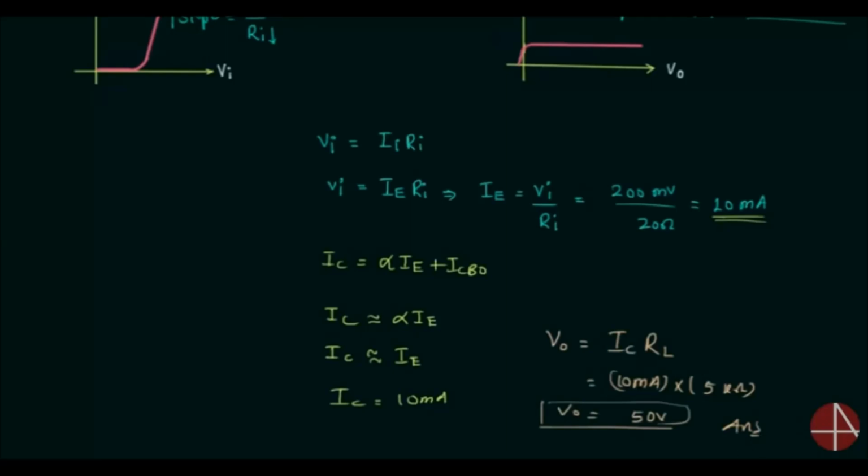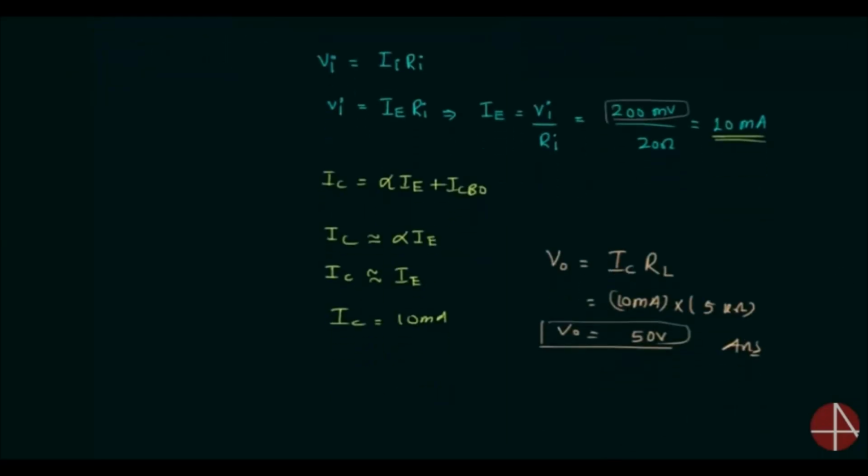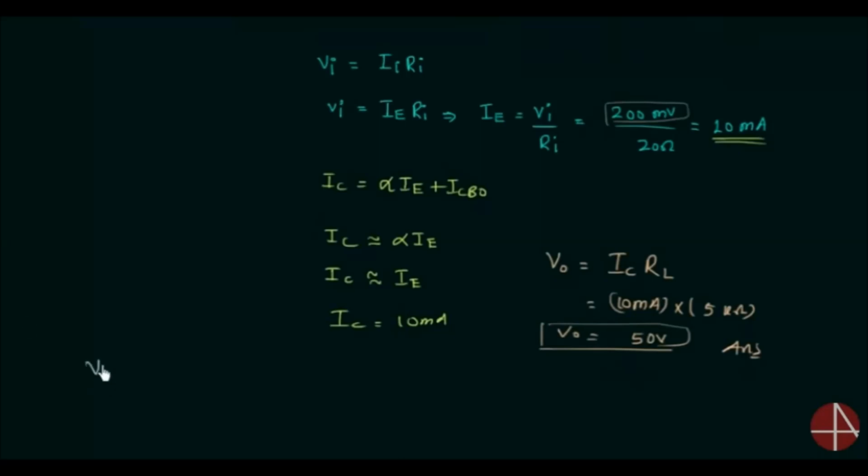You can see the input voltage was 200 millivolts and the output voltage is 50 volts. So definitely there is amplification, and now we will calculate the voltage amplification. The voltage amplification is denoted by A sub V, and it is equal to the output voltage divided by the input voltage. The output voltage is equal to 50 volts, and the input voltage is equal to 200 millivolts.